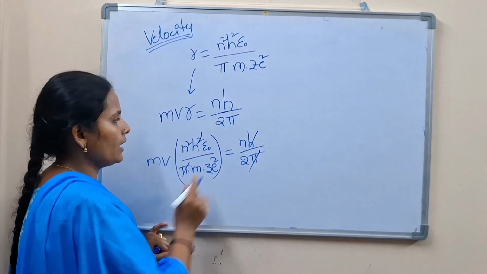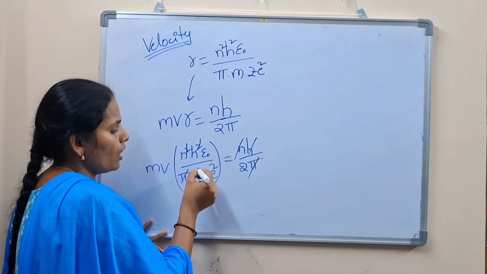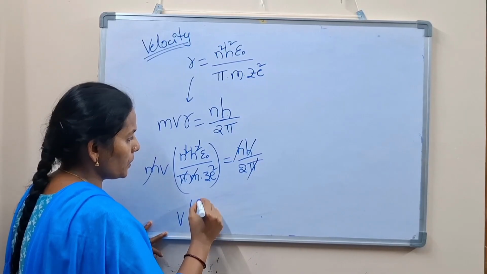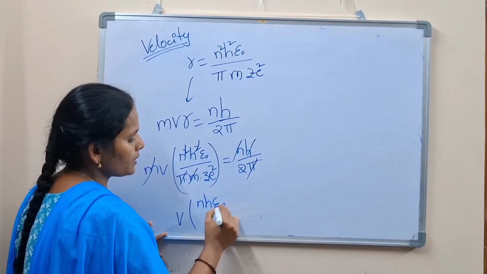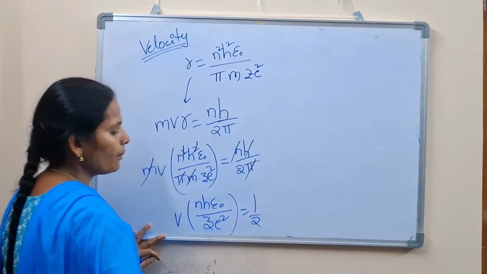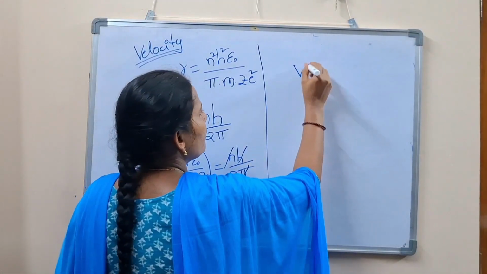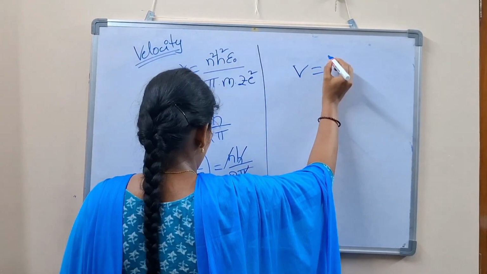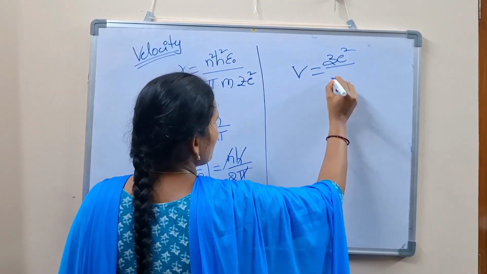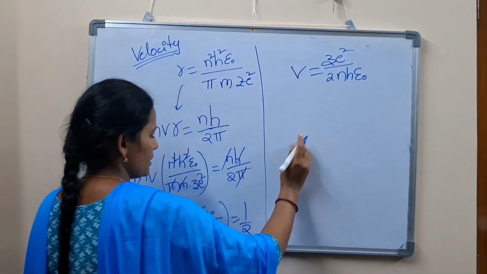H is cancelled. N is cancelled. And one more, m and m also cancelled. What is remaining here? V into n into h into epsilon naught by Z square equals 1 by 2. Cross-multiplying, from this we write V equal to Z square by 2 n h epsilon naught.